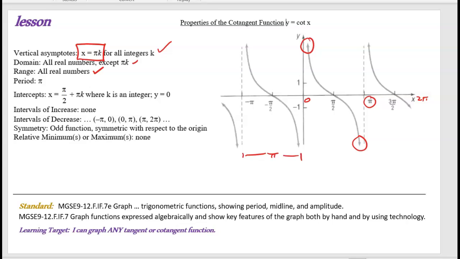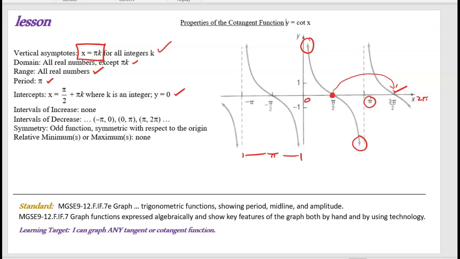The period is still pi. Our x-intercepts are now kind of messy. So our x-intercepts are now pi over 2 plus pi times 0. Pi times 0 is 0, so one of our x-intercepts is pi over 2. The next x-intercept is pi over 2 plus pi, or pi times 1. And then our next x-intercept is pi over 2 plus 2 pi, 3 pi, and so on. So we saw that pattern before.